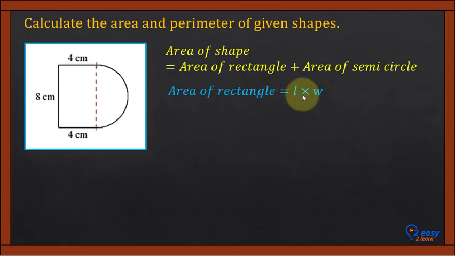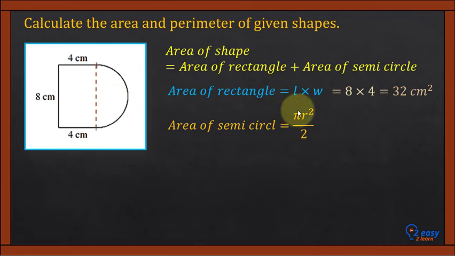Area of rectangle is length multiplied by width. You must know this formula. The length is 4 and the width is 8. So 8 multiplied by 4 is equal to 32 square centimeters. So area of rectangle is 32 centimeters square. Now we need to calculate area of semicircle. So what is the formula of area of semicircle? You must know. Recall it.